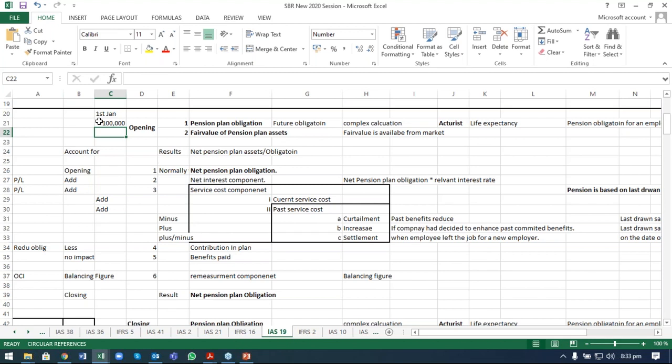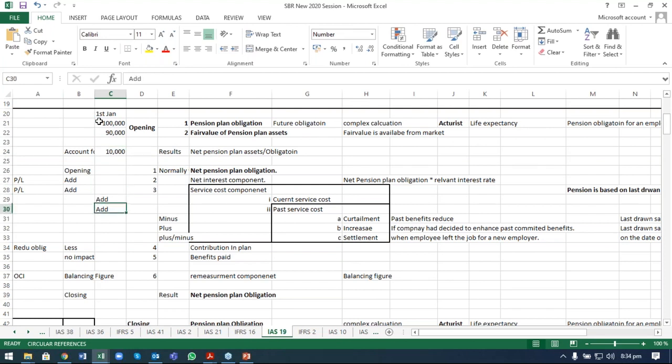So you have taken out some of the cash and paid it to that financial institution so that they can purchase pension plan assets. Those will meet your future obligation. So the fair value of your pension plan obligation would be, suppose, 90,000, right? So what would the net pension plan obligation be? It would be this 100,000 minus this 90,000. The company has an obligation of 10,000, right?